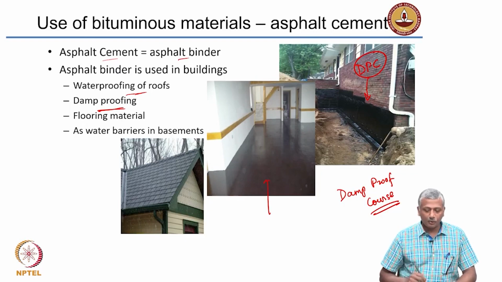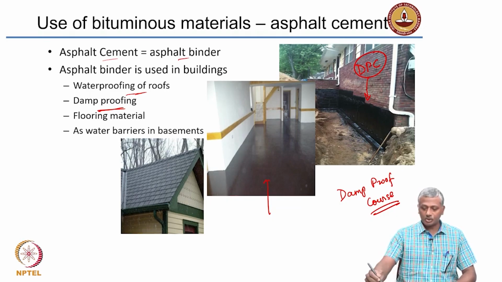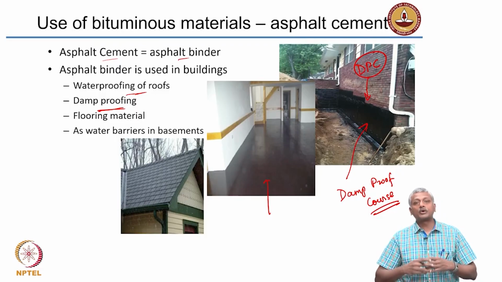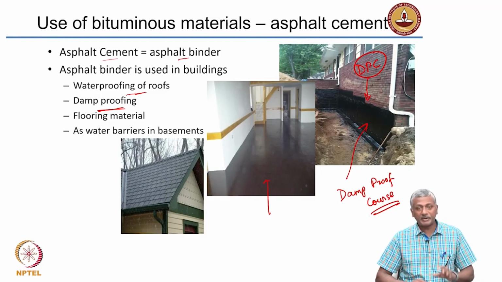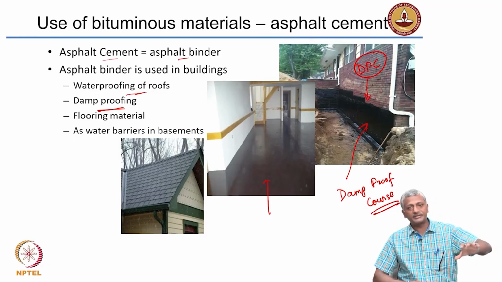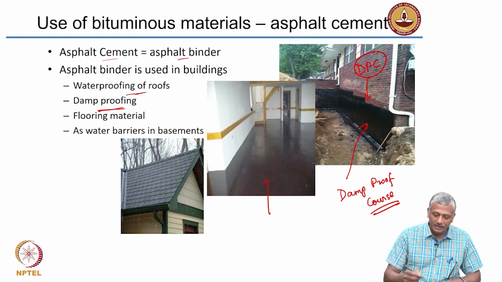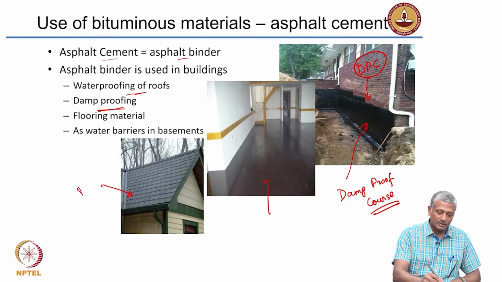Oftentimes asphalt is a good flooring material, okay, and sometimes in basements it can be used as a water barrier, just like what is shown here. Because of its water repelling properties, it is a good part of waterproofing solutions. So, apart from roadway pavements, in buildings you will have asphalt typically used for such purposes. And here, of course, there is also an example of the use of roof tiles, or they are also called shingles.